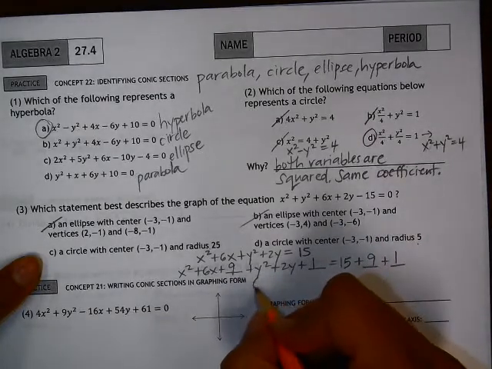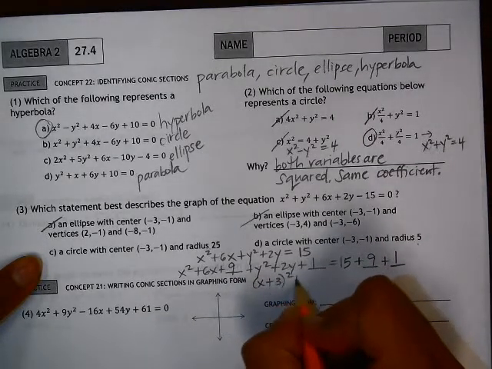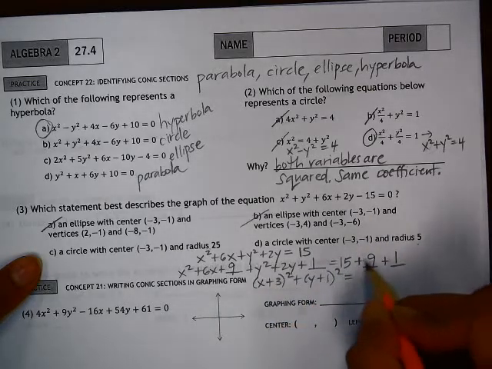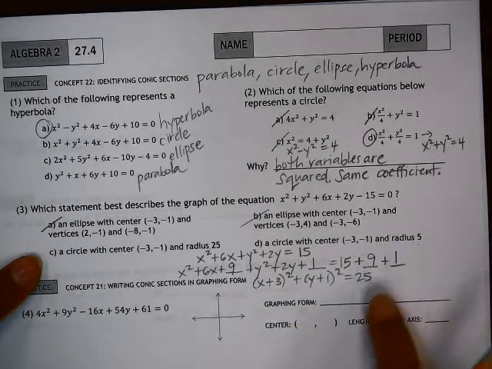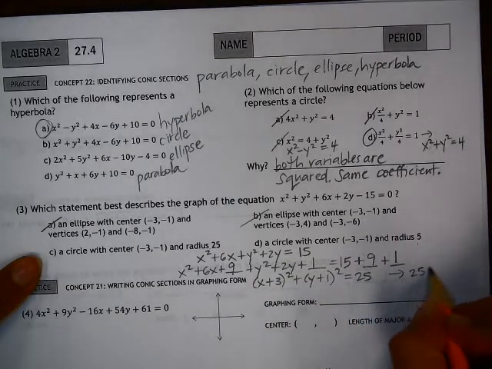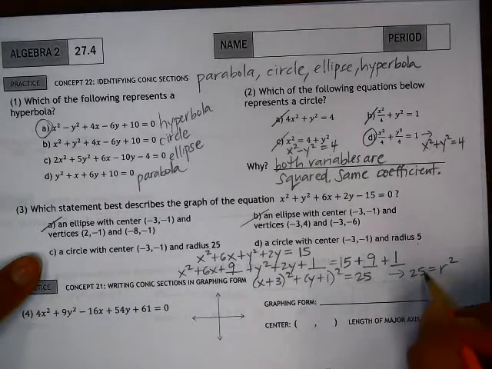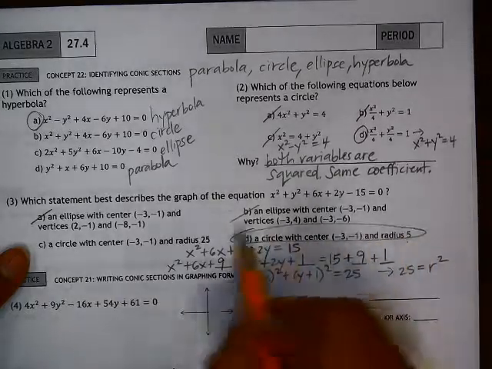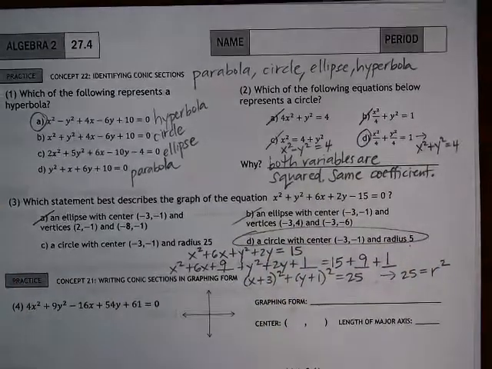And so simplifying this, we get x plus 3 quantity squared, y plus 1 quantity squared, and over here we have 10 plus 15 is 25. This side of the equation for a circle is r squared. So if 25 is equal to r squared, that means r must be equal to 5. So the radius is 5.